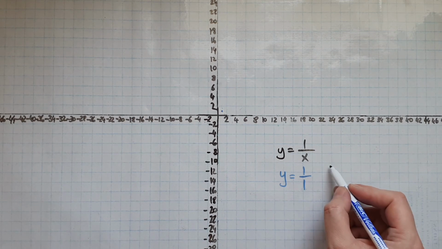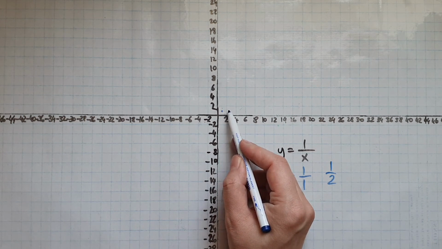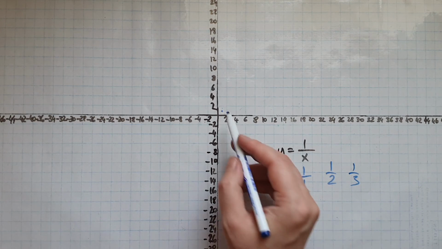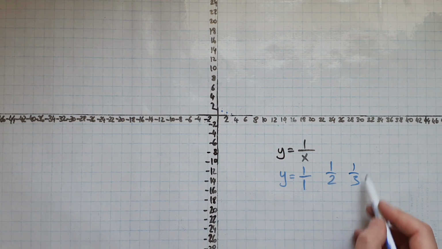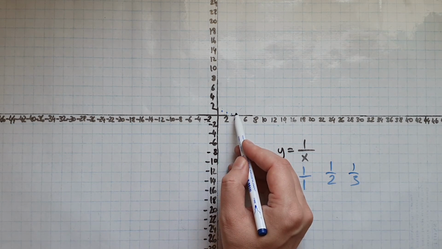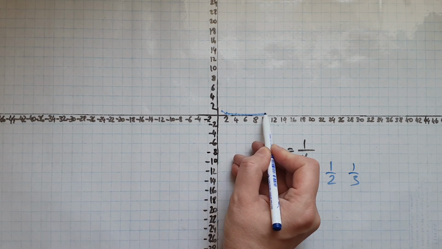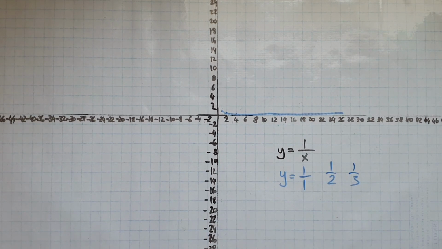When x is 2, then we get half. When x is 3, we get a third. So y is equal to a third. When x is 4, we get a quarter. So this goes down like this, so close to the x-axis, but it never touches it.